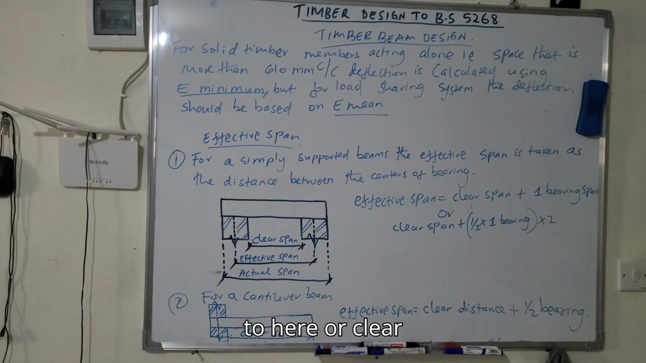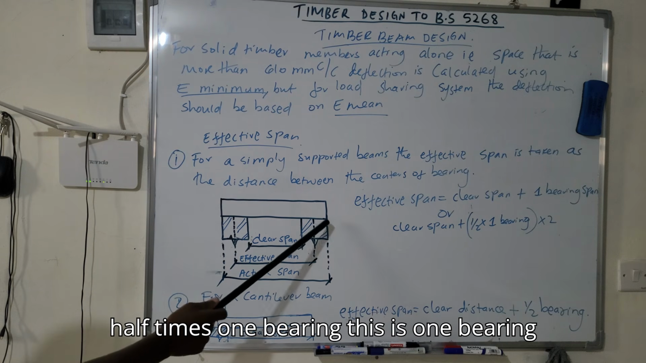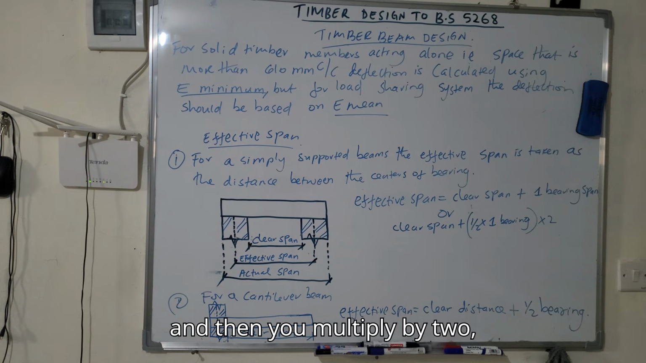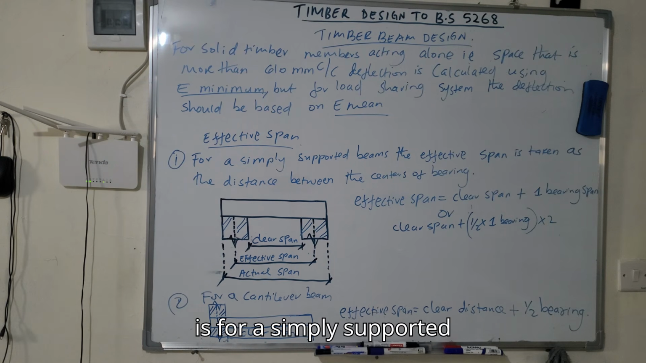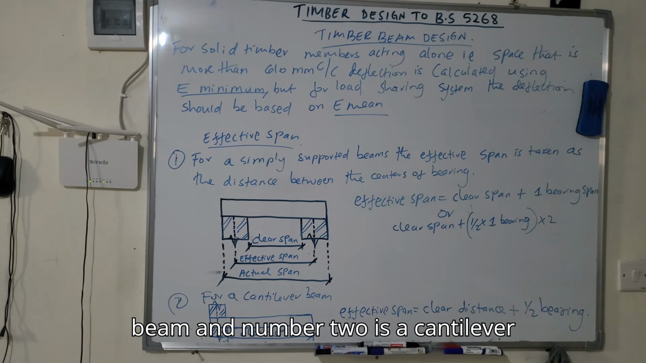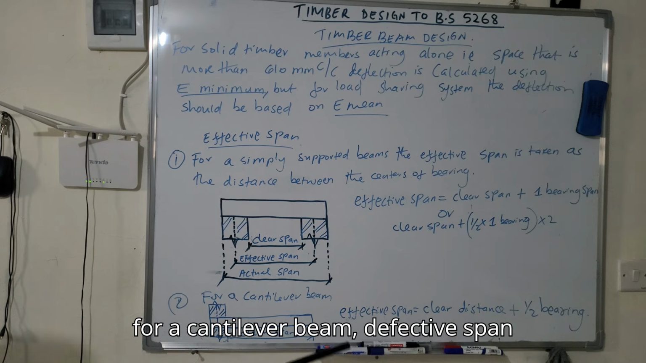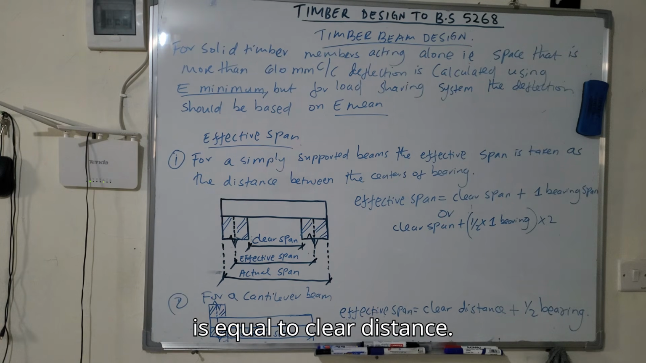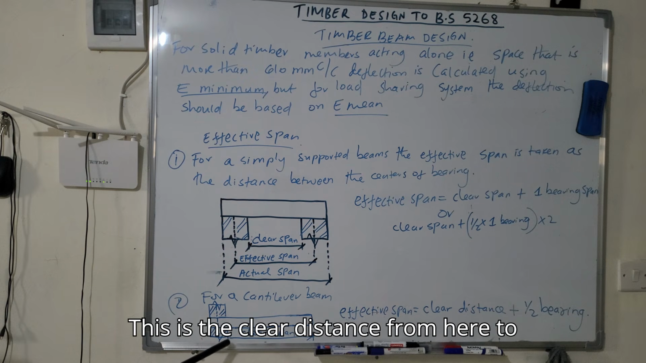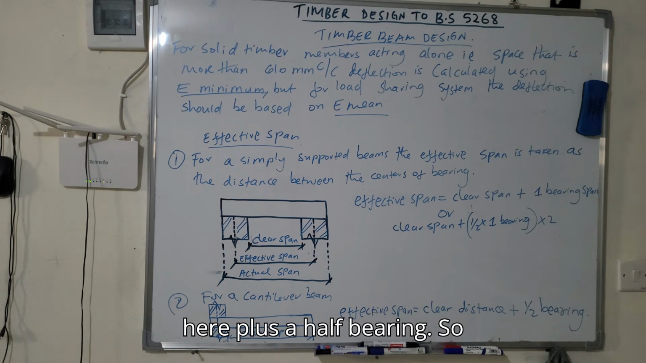Or clear span plus a half times one bearing, a half times one bearing, this is one bearing, and then you multiply by 2. You will get effective span. This is for a simply supported beam, and number 2 is a cantilever beam. For a cantilever beam, the effective span is equal to clear distance. This is the clear distance from here to here, plus a half bearing.